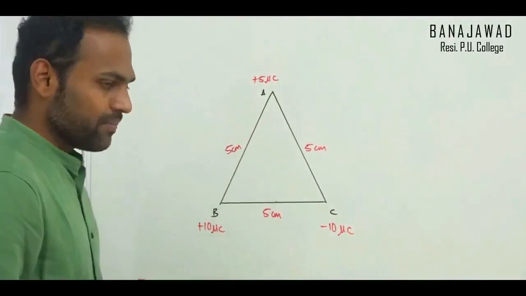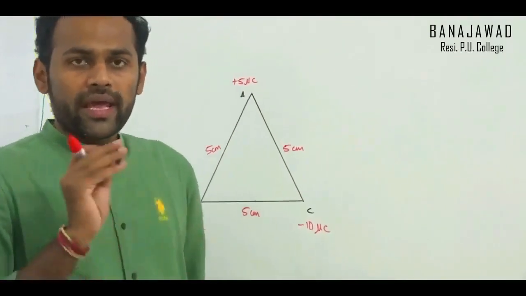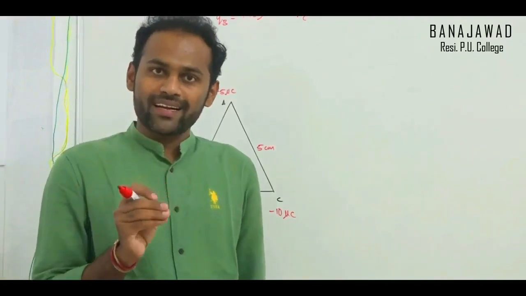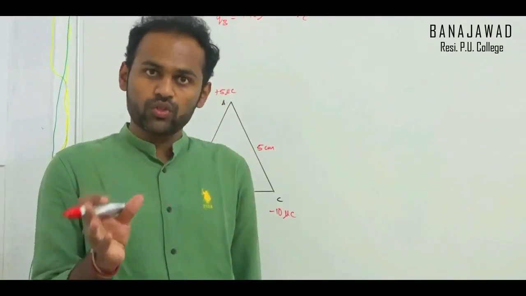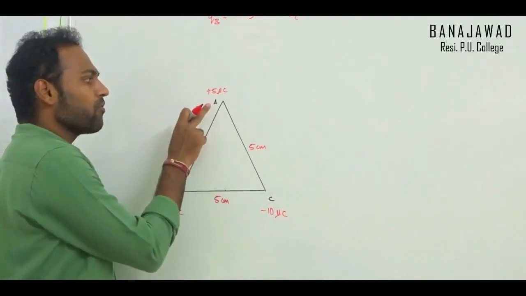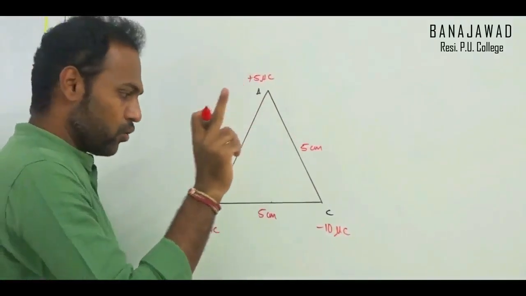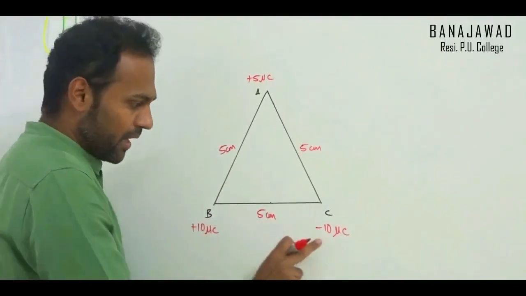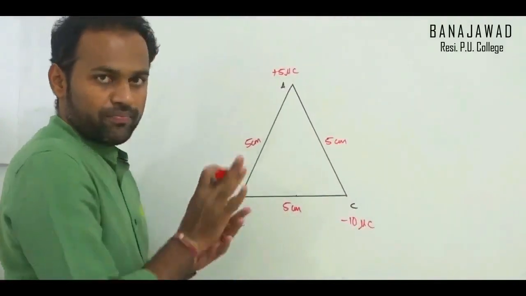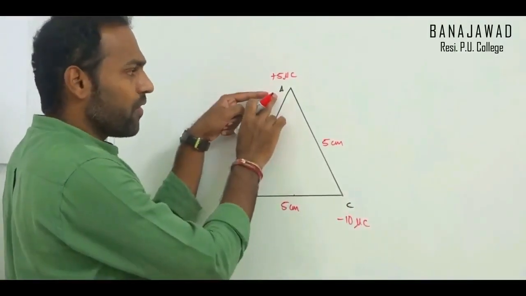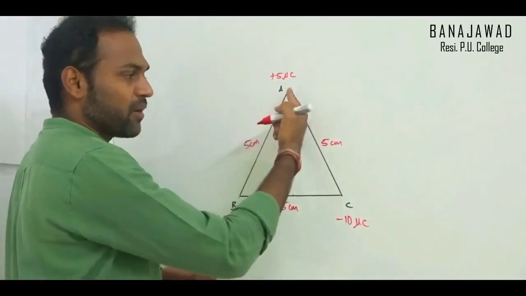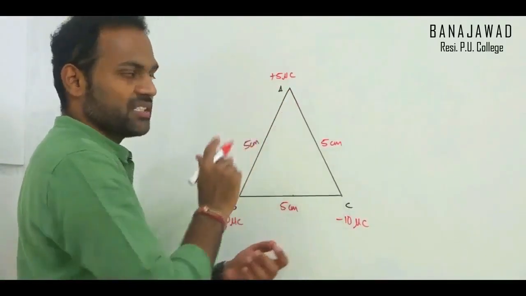We know that on any charge, as many forces act as there are electric charges in its neighborhood. In the neighborhood of the plus 5 microcoulomb charge, there are 2 charges: one is plus 10 microcoulomb and the other is minus 10 microcoulomb. Other than these 2, there are no other charges. That's why 2 forces act on plus 5 microcoulomb: one due to plus 10 microcoulomb, another due to minus 10 microcoulomb.